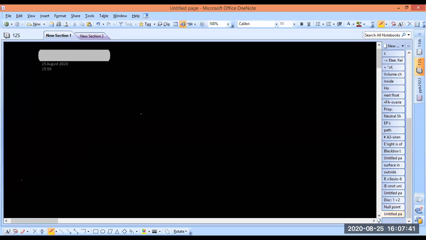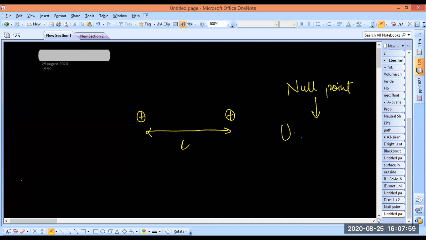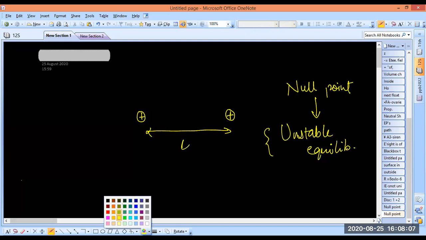It says that there are two charges of the same sign and same magnitude kept some distance apart, let's say some distance L. Then we have to verify that if there is a null point, that null point must be having unstable equilibrium, right? That's what we have to prove, or verify. So let's see, first of all, where is the null point.